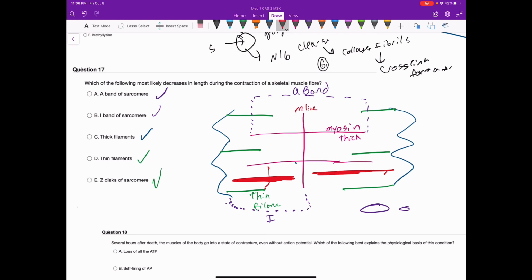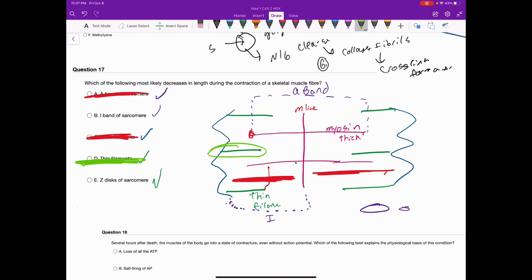Okay. So is the myosin going to move at all? No. The myosin does not move at all. So does the A band move? No. So that's wrong. Thick filaments. We just said myosin. Is that going to change? No. Thick filaments don't change. Thin filaments. Do they change? Well, we said they do, but we don't say the actual entire filament changes, just their distance changes. So that's wrong.